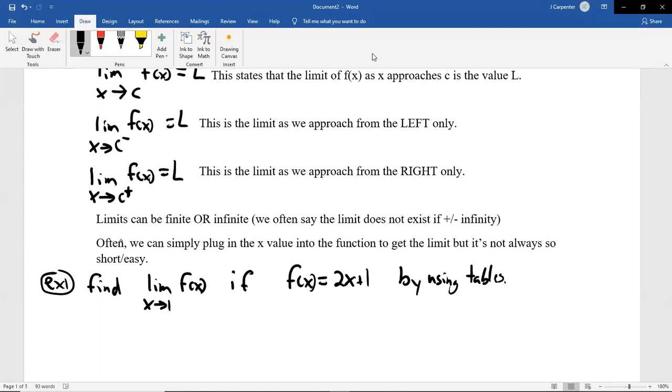A limit is like a game of I'm not touching you between two brothers or a brother and a sister or something like that, like growing up. You want to get as close as possible to the thing, to the number, without actually using that number. That's why I say often we can consider just that number, but it's not always that simple. I really don't want us to focus on this too much yet. Let's focus on the idea.